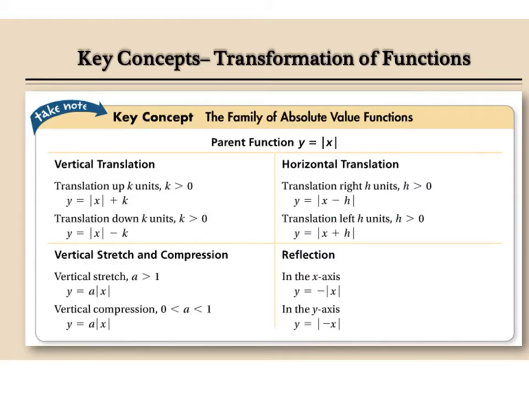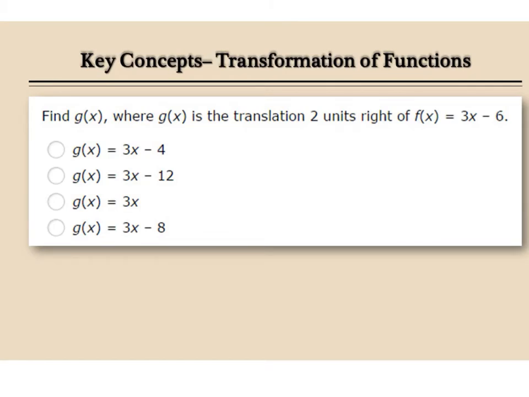So I know this sounds rather difficult again. We're going to look at several problems on how to do this. Here is our first problem. We're asked to find g of x, where g of x is the translation 2 units right of f of x, 3x minus 6. Now go back to your notes, and if you look at it, you're going to see that to move it to the right, you take the function, and then it's x minus h, where h is greater than 0.